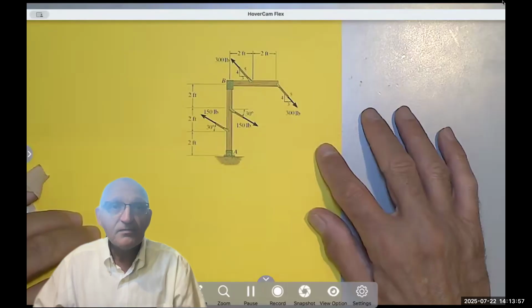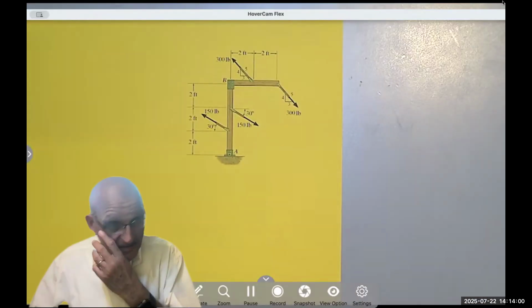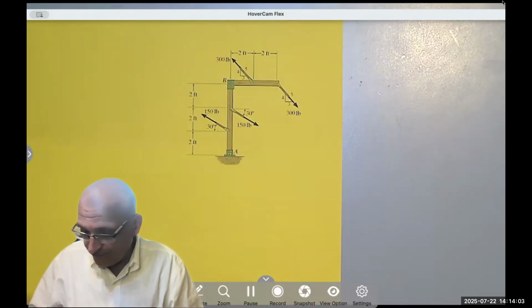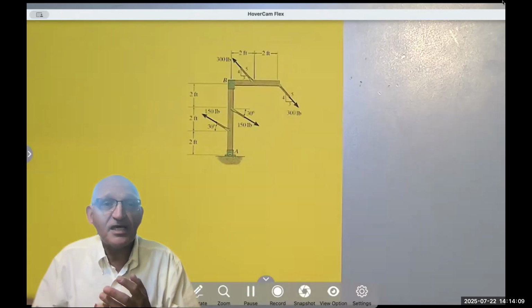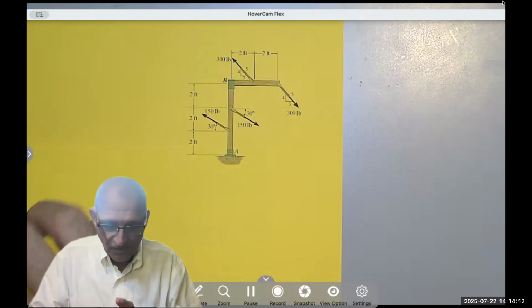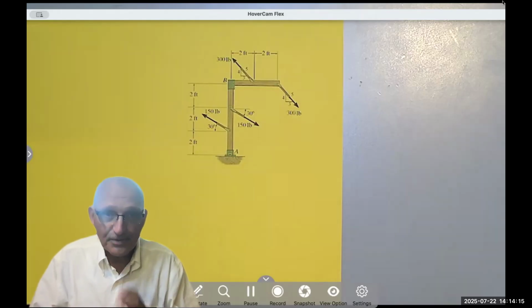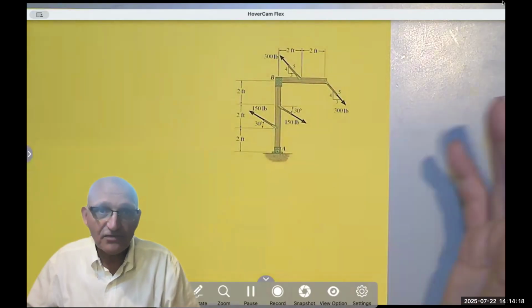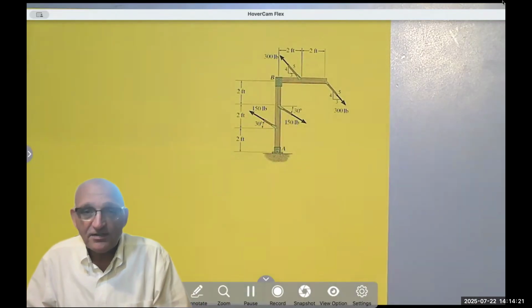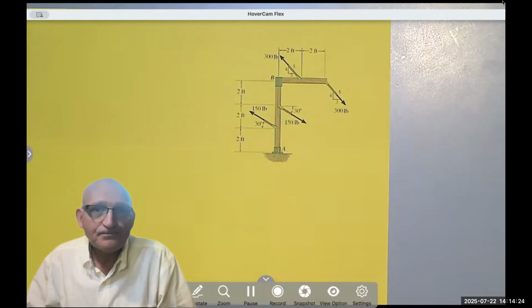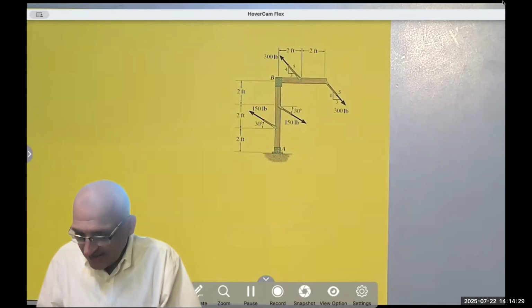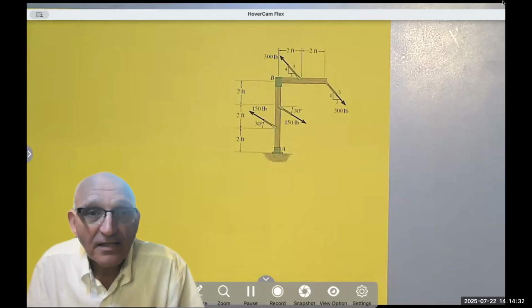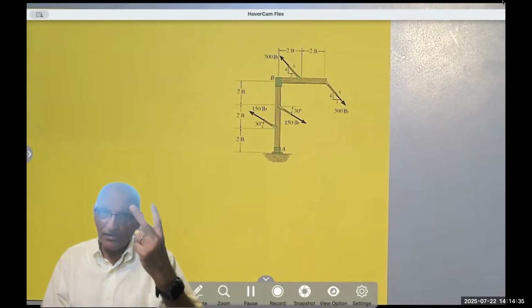So this is a 2D couple. If you look at this system of forces, we have two parallel forces of magnitude 150 pounds, and each one is making an angle of 30 degrees to the horizontal. You see they are equal, opposite, and parallel. That's the definition of a couple. As well as another couple here, 300, that makes a slope of negative 4/3. But the idea is we want to find the magnitude of the couple. There are two couples here.